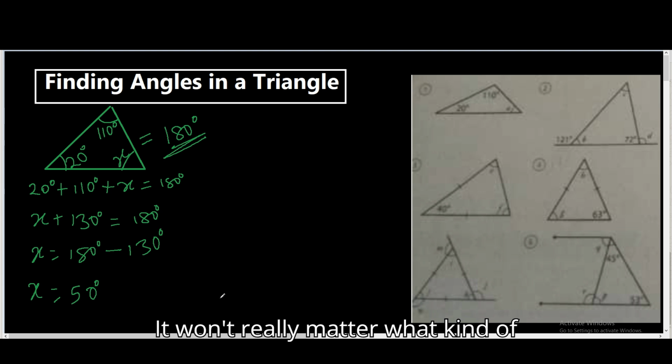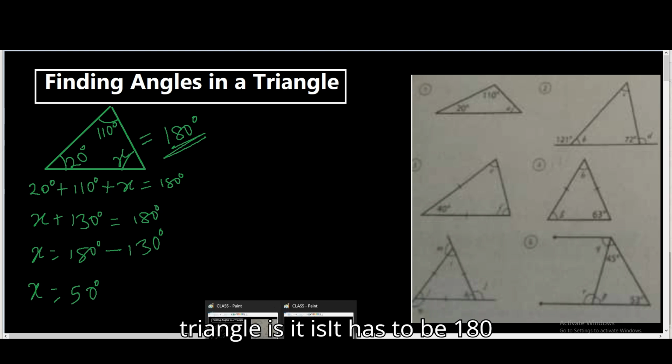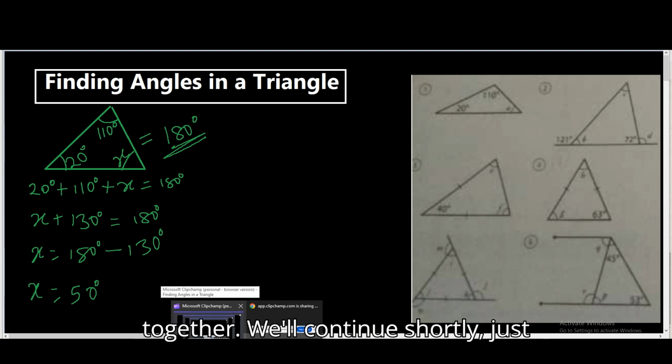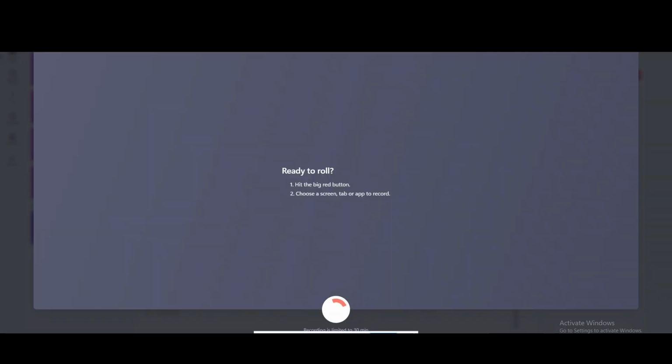It won't really matter what kind of triangle it is. It has to be 180 degrees when you add all of the angles together. We'll continue shortly. Just hold on.